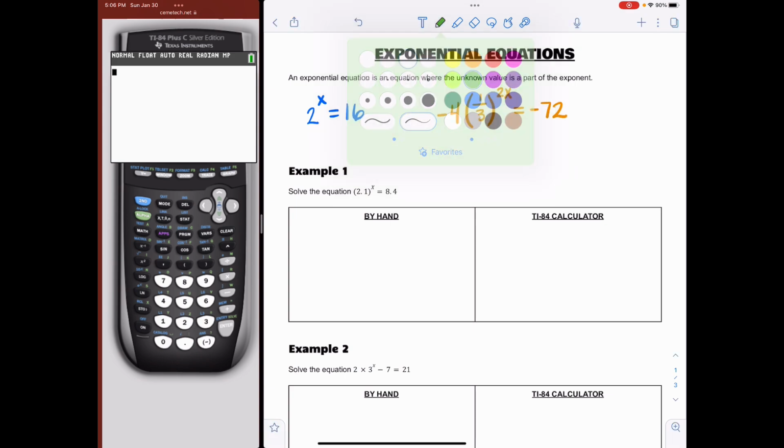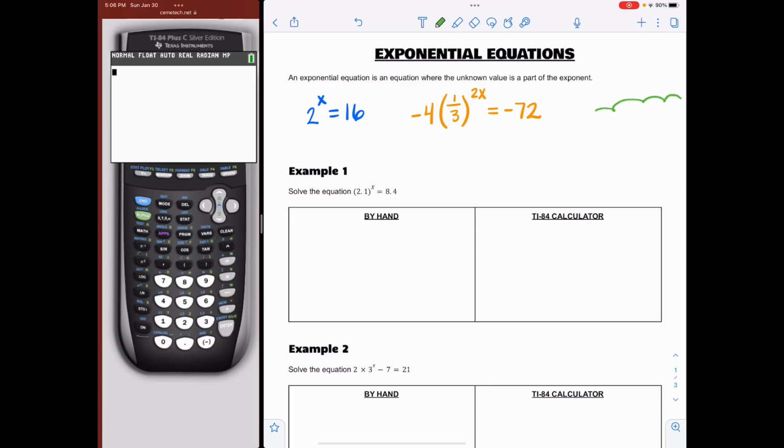Before we get into solving exponential equations, we need to understand a very important rule that you should have learned previously. Anytime you have a variable raised to an exponent, you have a power. It doesn't even have to be a variable; it could be a constant raised to a power. Anything raised to an exponent, we call it a power.